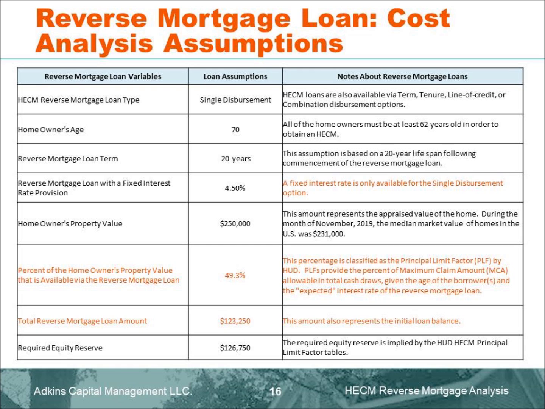Based on these factors, the principal limit factor was determined to be 49.3%. Given this information, the homeowner would have an initial loan balance of $123,250 and an equity reserve amount of $126,750.